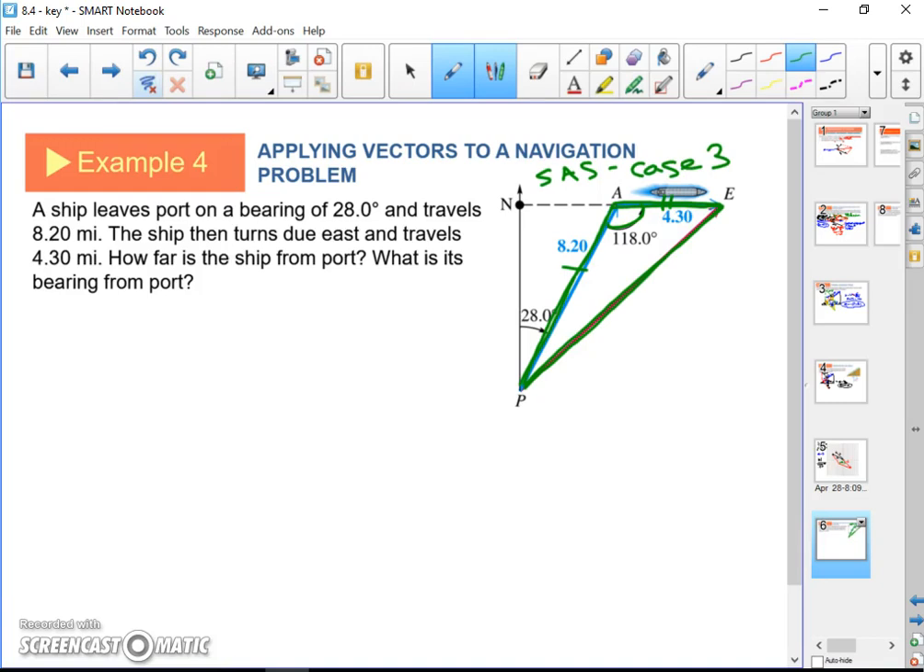When it asks, how far is the ship from port, they're asking about this distance right here. Here was port, and here's where the ship is now, after traveling at a bearing of 28 degrees and then turning due east. They're asking you for this distance. This looks like law of cosines. We should be able to find that x, especially since it's across from the 118. Law of cosines is going to set up that partnership between x and the 118-degree angle.